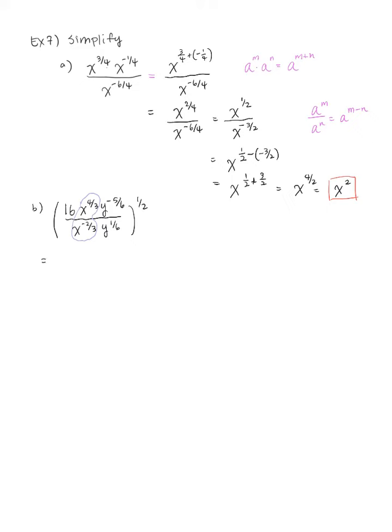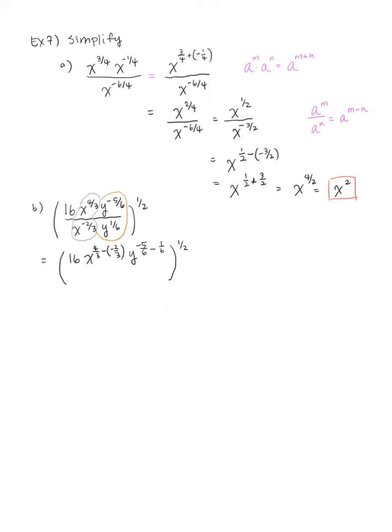So this is the same thing as 16. Now let's deal with the x's. Here you're going to have x to the top exponent minus the bottom exponent. Are you guys following? All right, and then let's deal with the y's. We're going to do the same thing. So here what we're going to get is y to the negative 5/6 minus the bottom exponent. All right, now whole thing to the 1/2 power.